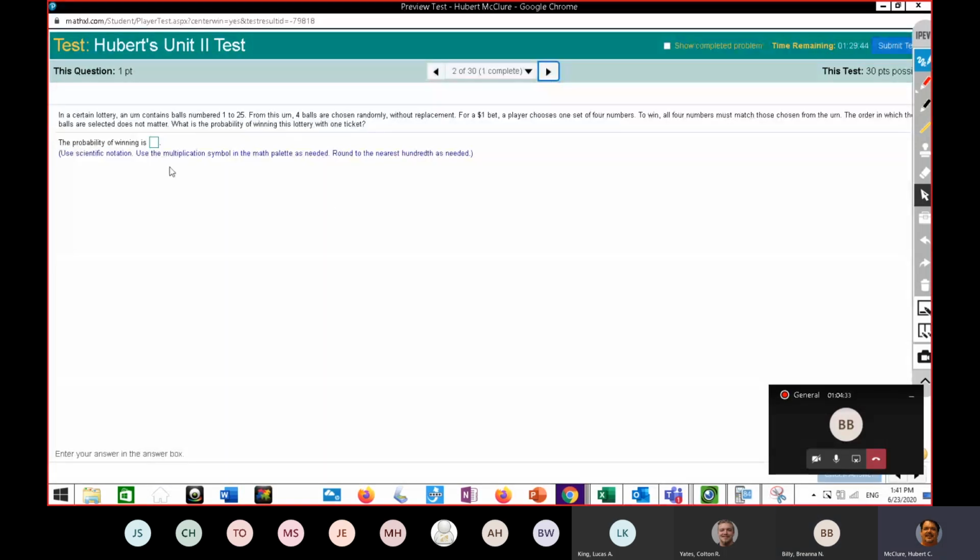If in a certain lottery, all right, get ready to do this question. An urn contains numbers from 1 to 25. From this urn, 4 balls are chosen. For a $1 bet, see, this is a good question. For a $1 bet, a player chooses one set of 4 numbers. To win, all 4 numbers must match those from the urn. The order does not matter. All right, go to it. Give you a few seconds. Shouldn't take you long with your calculator.